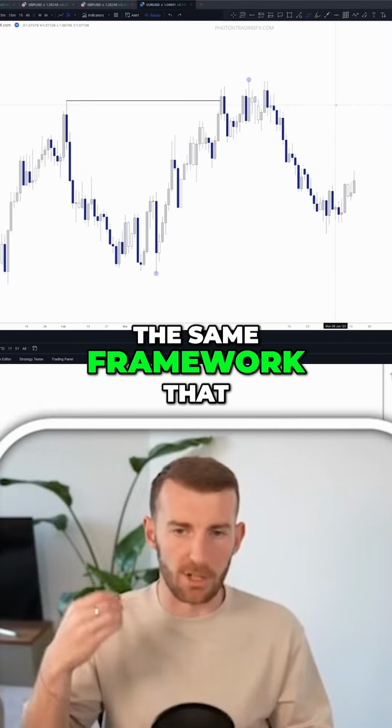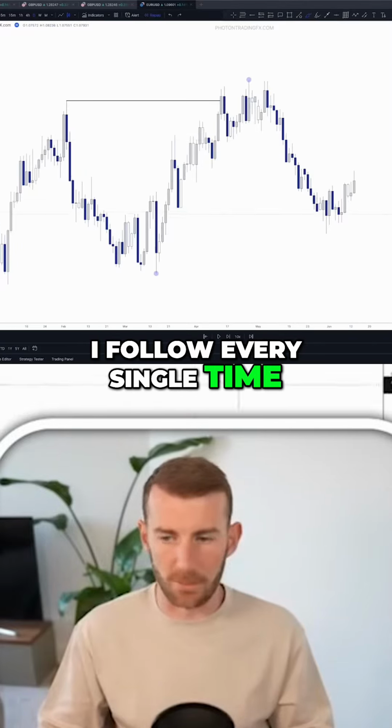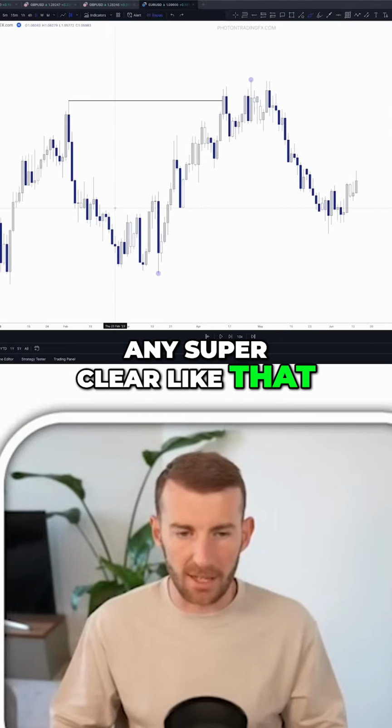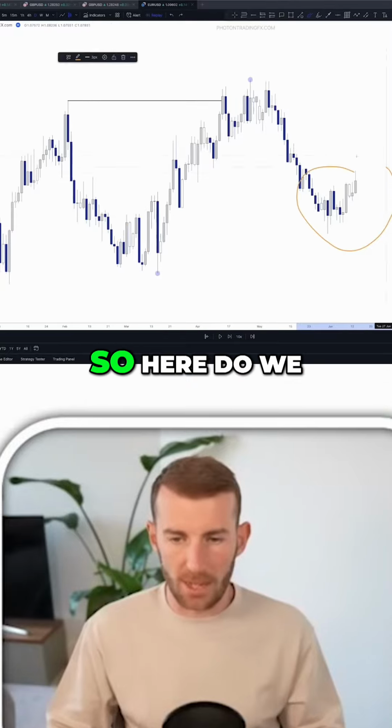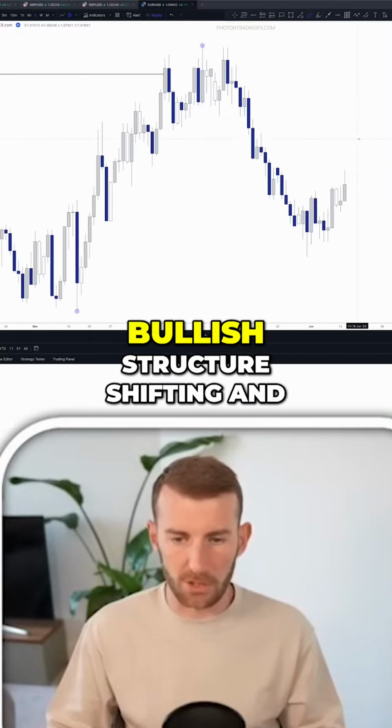That is, again, the same framework that I follow every single time. In this case, we don't really have anything super clear like that, kind of like we did with this one, right, where we got that clear shift in structure. So here, do we have anything? Do we have any signs of bullish structure shifting?